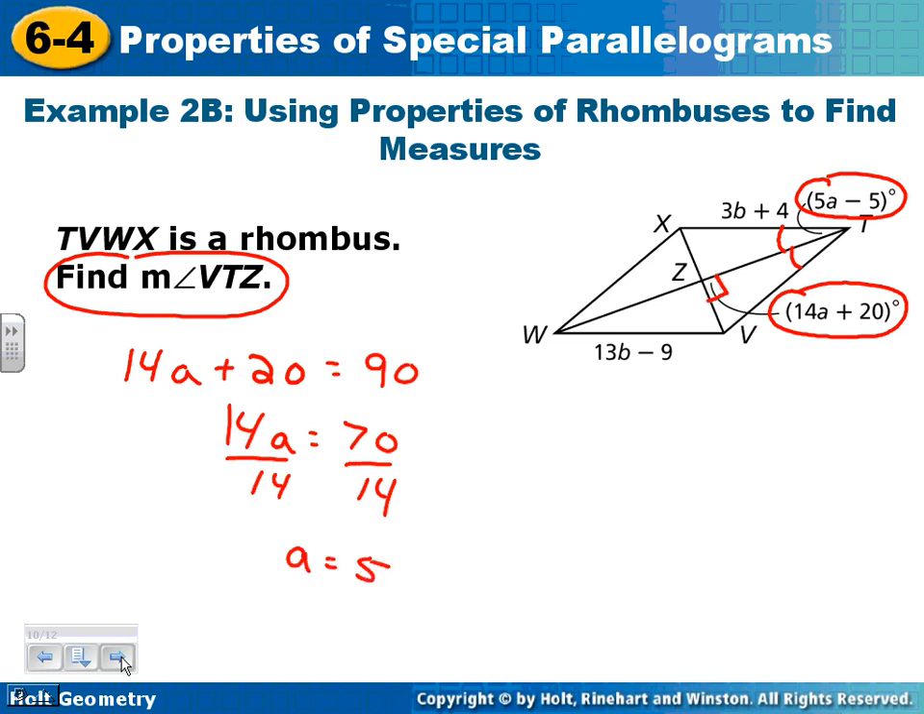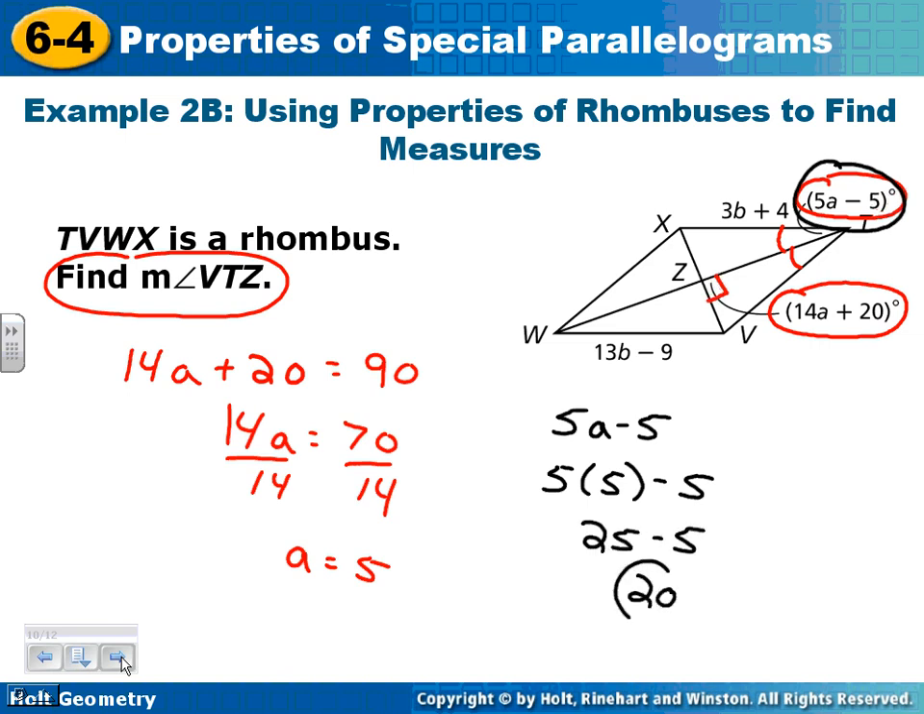A is 5. So now that I know A, I'm going to plug A into this up here, this 5A minus 5. And I'm going to substitute in 5 for the A. So I get 5 times 5 minus 5. Lots of 5s there. Which gives me 25 minus 5, which gives me 20. In other words, this angle is 20. So then this angle is also 20. And 20 would be my answer because that's the angle VTZ, 20 degrees.